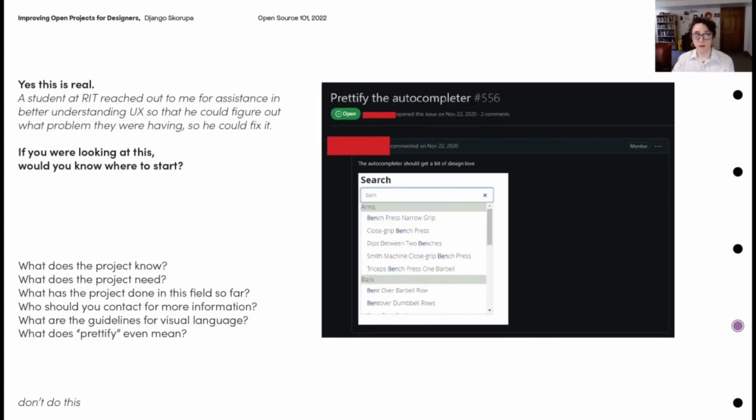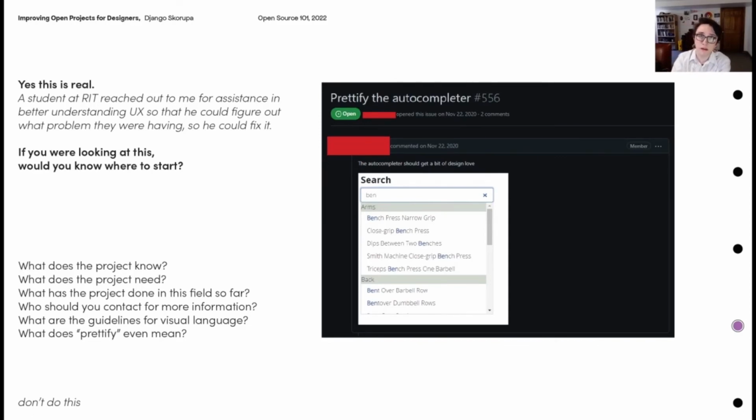So let's talk about this for a second. Don't do this, okay? This is real, by the way. This was on a GitHub, and I believe still is, for a fitness tracking website or fitness tracking program. And this is the full extent of the documentation about design.